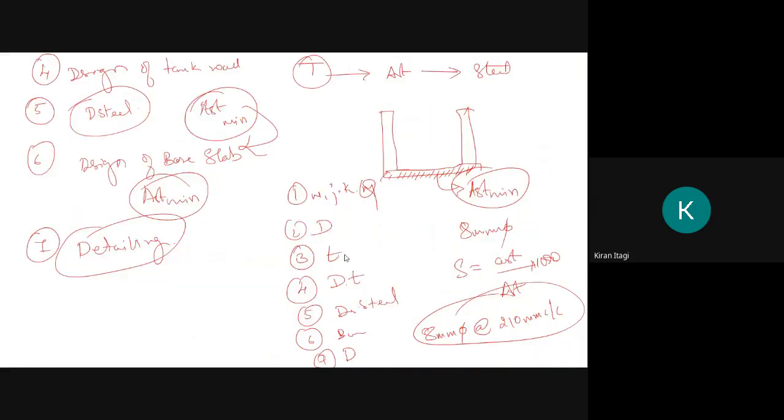The next one, we will go for designing of the water tank. In the water tank, with the help of T, we will determine the Ast. With the help of Ast, we will determine the steel required. Similarly, the fifth step is the distribution steel. Here in distribution steel, we will take the minimum Ast and find the spacing. Next, the sixth step is the design of the base slab. Base slab means the bottom slab, which is resting on the ground. Here also the steel is calculated directly using the minimum Ast. With the help of the minimum Ast, we will determine the base slab. At last, we will go for the detailing.